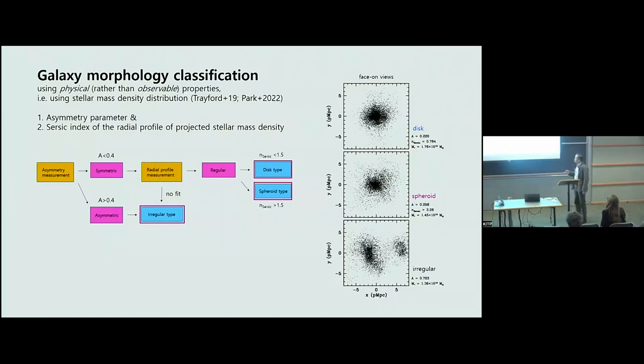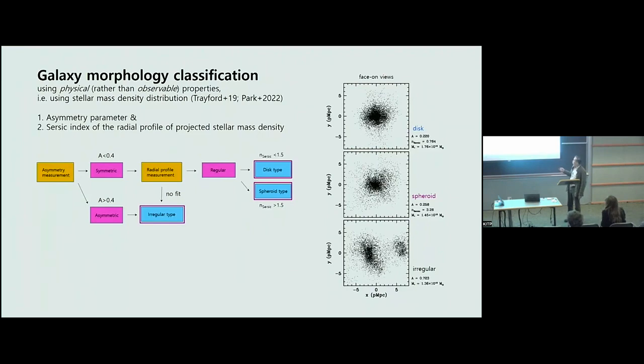And we use stellar mass density to measure the galaxy morphology. The parameters we use to classify galaxy morphology are two. One is the asymmetry parameter. The other is the Sersic index. We classify galaxies into three classes: irregular, disk, and spheroid. We first use the asymmetry parameter. If this is smaller than 0.4, they are symmetric galaxies. If it's greater than 0.4, they are irregular galaxies.